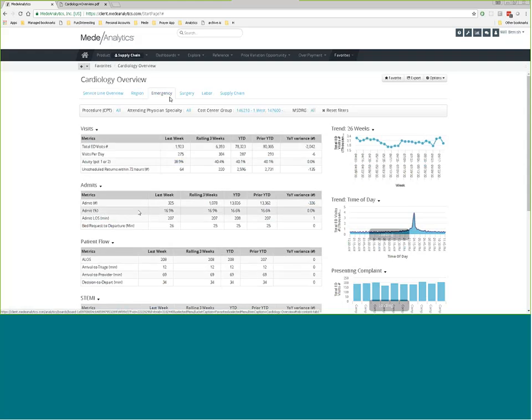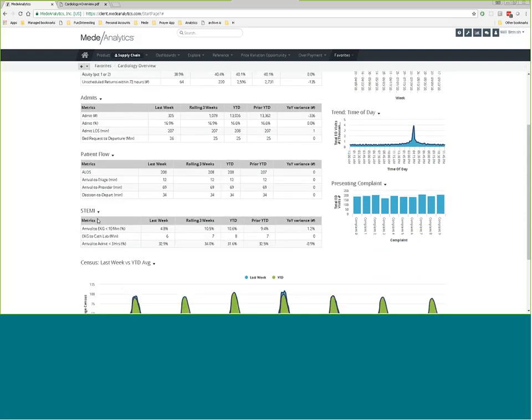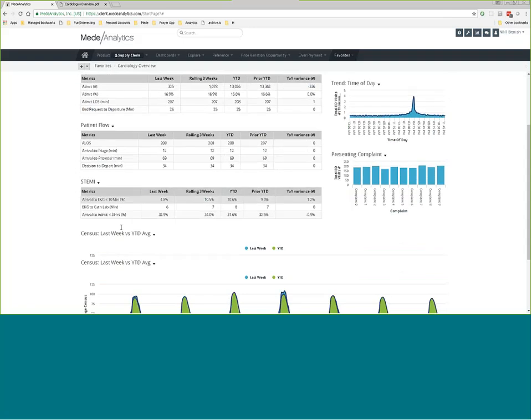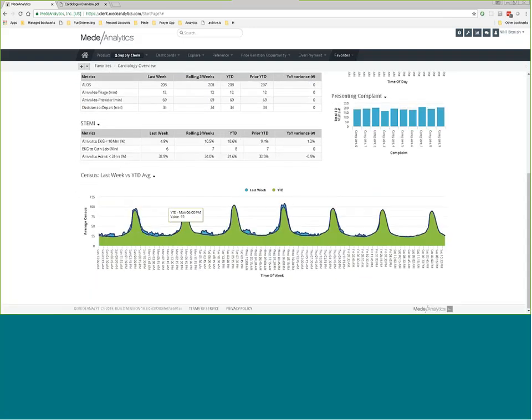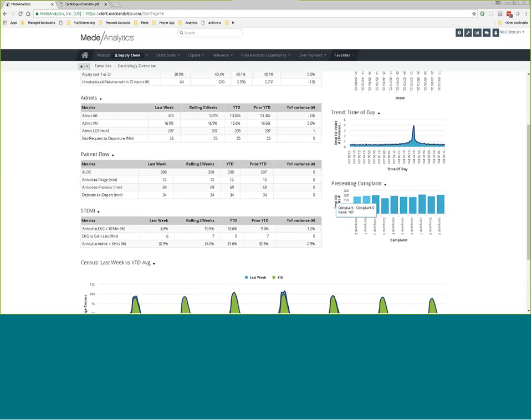Let's look at what's happening in the emergency room. Our visits, admits, patient flow performance, our particular metrics around myocardial infarction. Let's look at our census for the cardiology visits in the ED last week compared to year to date. By time of day, are there particular surges that we need to be accounting for in terms of our ability to staff the ED and also the support services and the cath lab that are all needed to make sure that we're treating those patients well?